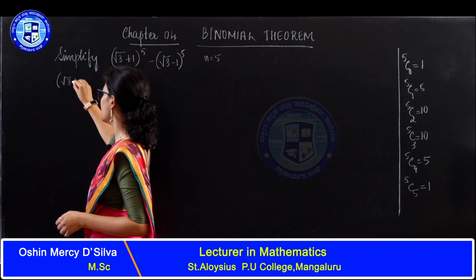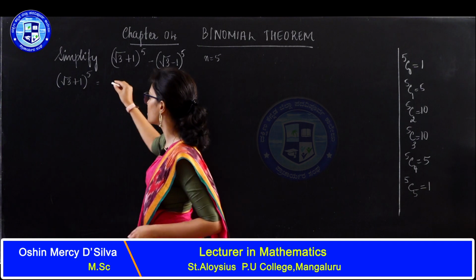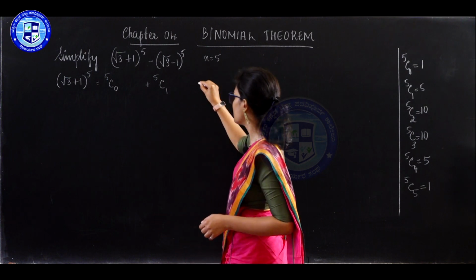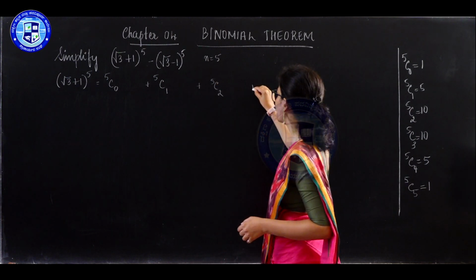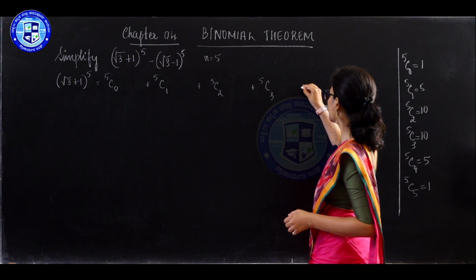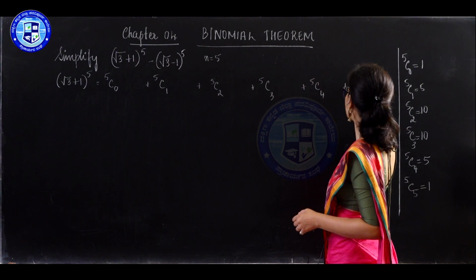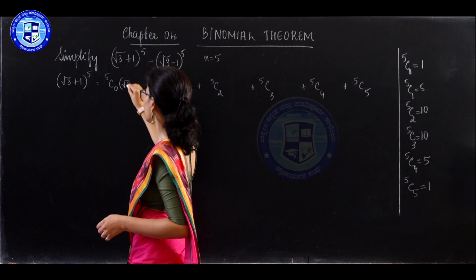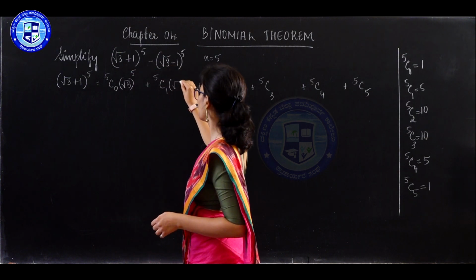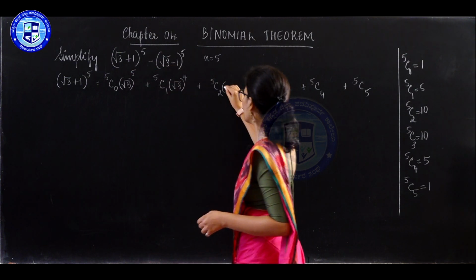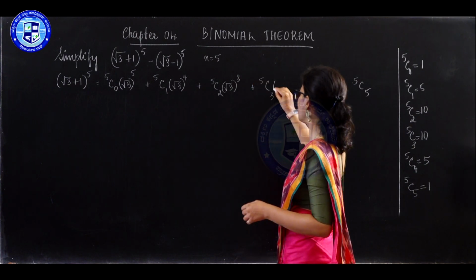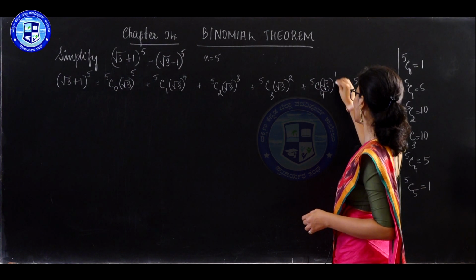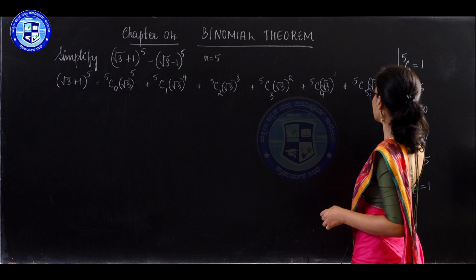So, we have (root 3 plus 1) to the power 5 is equal to, I will write the coefficients first: 5c0, 5c1, 5c2, 5c3, 5c4 and 5c5. Now, let us write the x terms. So, root 3 to the power 5, root 3 to the power 4, root 3 to the power 3, root 3 to the power 2, root 3 to the power 1 and root 3 to the power 0.